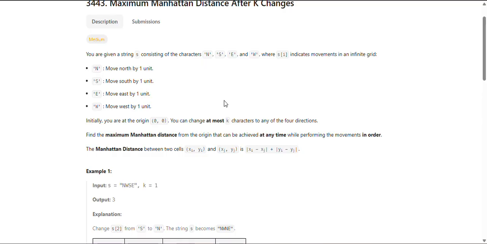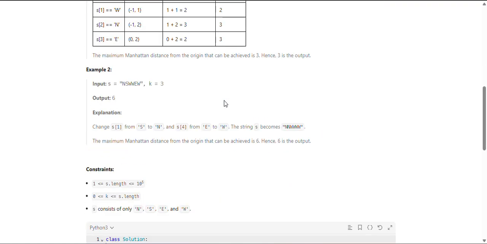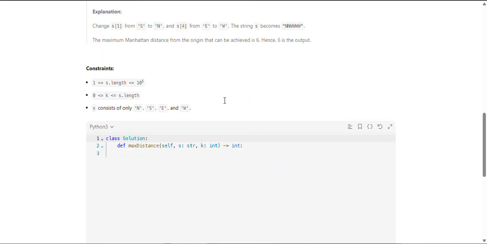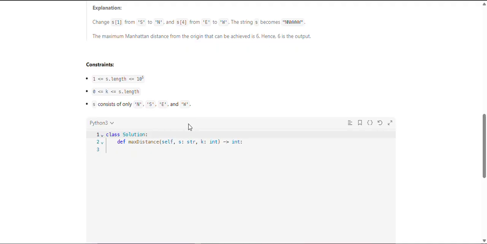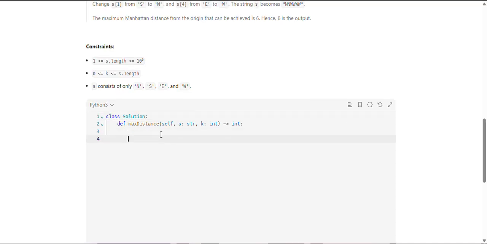So yeah, I think it should work, and I think it has a time complexity of O of n. So it has a time complexity of O of n, and I think it should be working. So let's just try and code it up once.